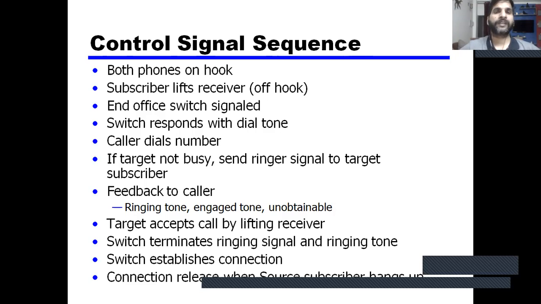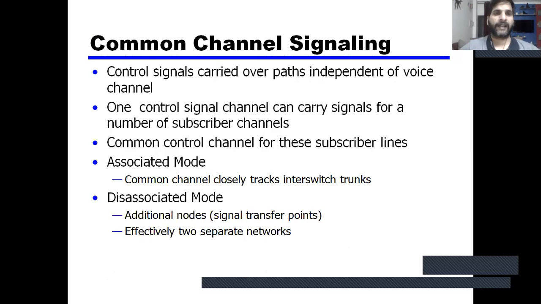And the control signal sequence is like this: both phones are on hook, the subscriber lifts the receiver, off hook, and the switch responds with a dial tone. The caller dials the number. If the target is not busy, the switch sends a ringer signal to the target subscriber and feeds back a ringing tone to the caller; otherwise, an engaged tone or unobtainable tone. The target accepts the call by lifting the receiver. The switch terminates the ringing signal and ringing tone, establishes the connection, and the connection is released when the source subscriber hangs up.